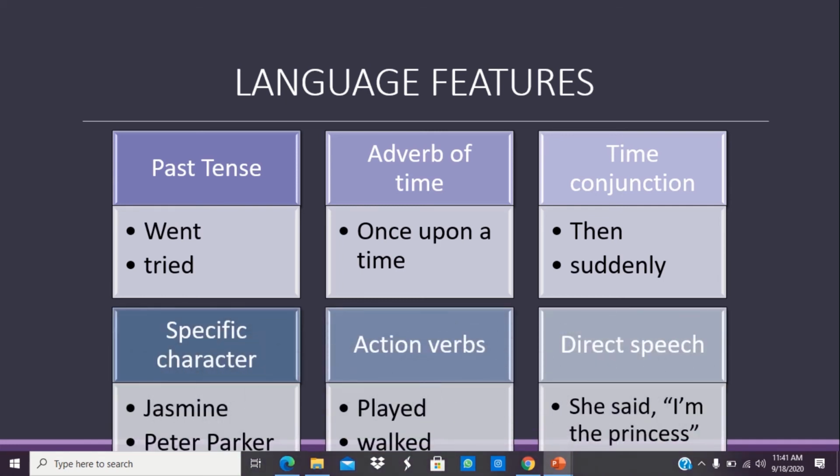Then we have specific characters. In the story of Cinderella, the specific character of this story is Cinderella. And like in another story, we also find the specific characters of the story. Then we have action verbs and direct speech.